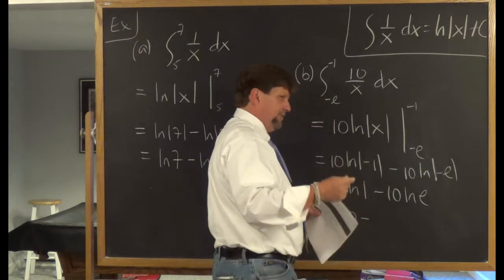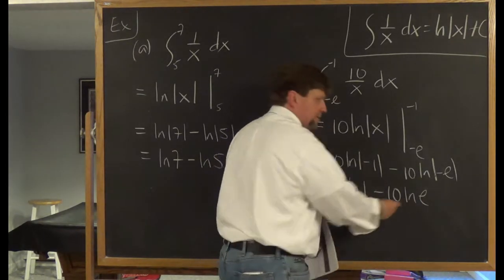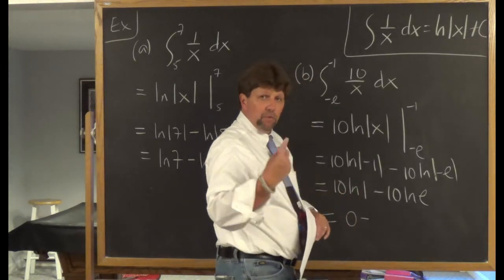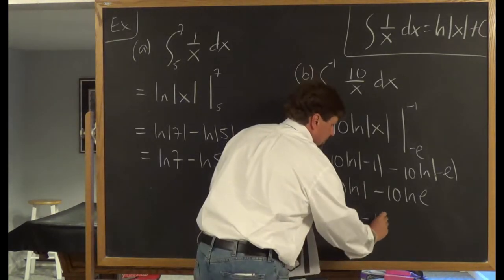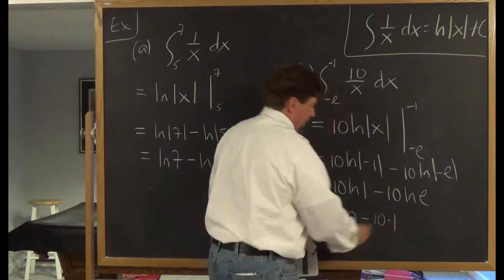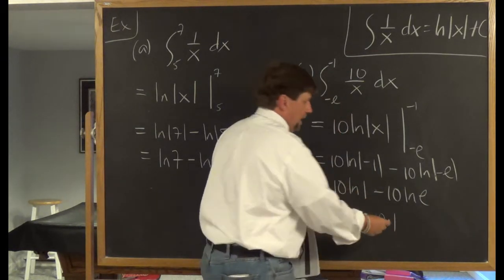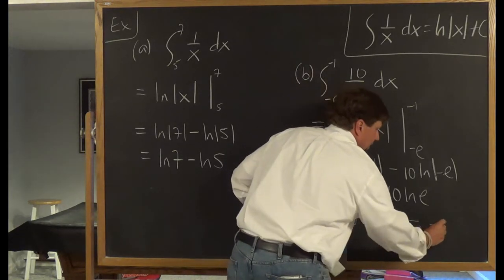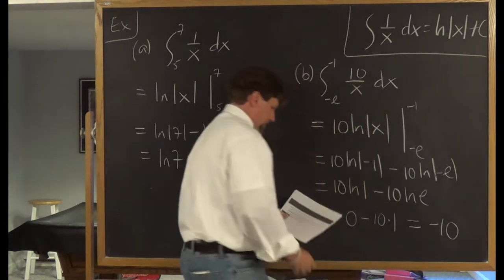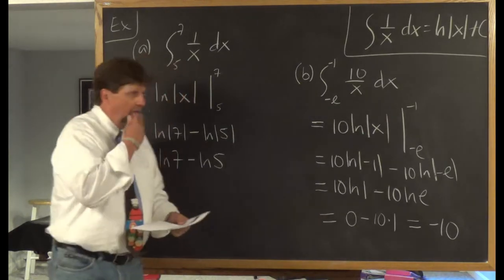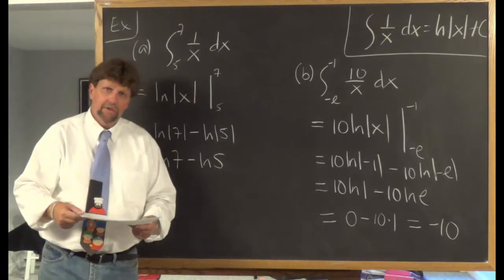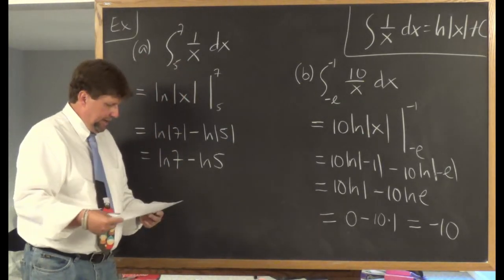Minus, now the natural log of e, I'm looking right here, the natural log of e is 1. So it's 10 times 1. So then 0 minus 10 times 1, that's 0 minus 10. 0 minus 10 is negative 10. And that's all there is to this first example, parts A and B.